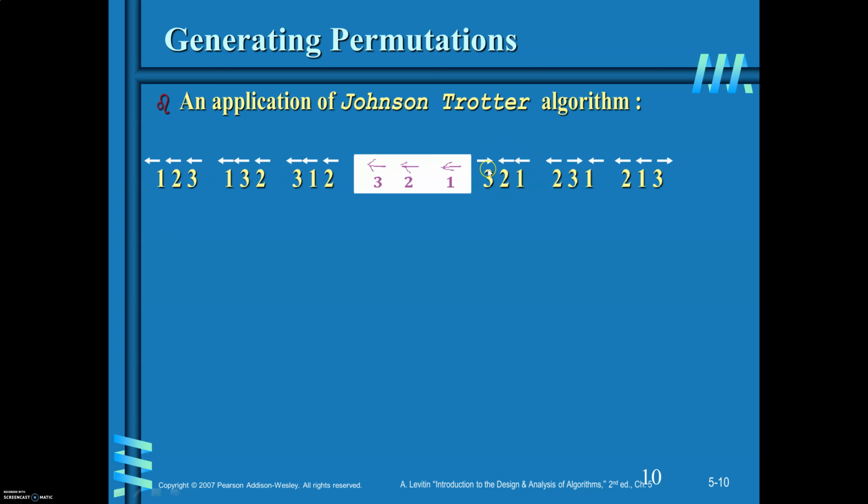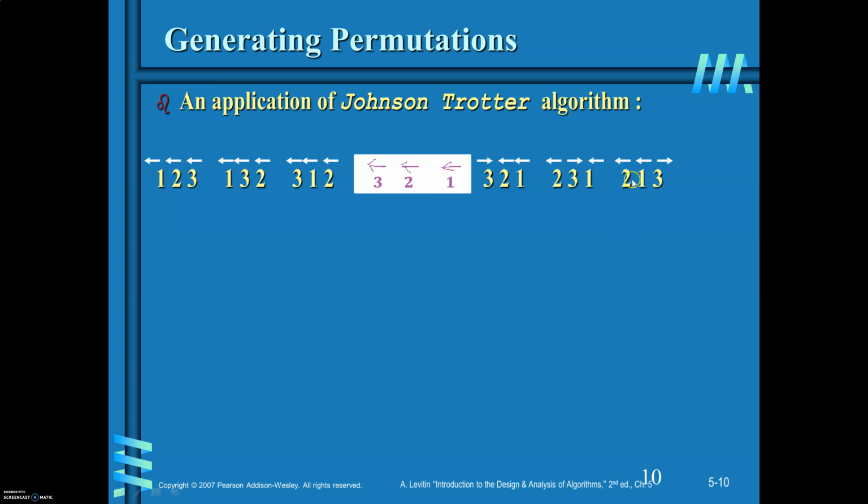In this, 3 is the mobile integer because 3 is pointing to 2. Now exchange these two elements. When you swap these two elements, the resultant is this. Again 3 itself is the mobile integer. Swap 3 and 1. So with that you'll get 2, 1, 3.